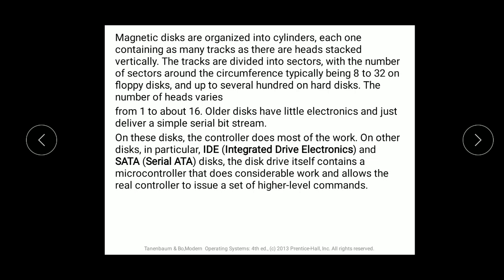On these disks, the controller does most of the work, and in a serial ATA disk, the drive itself contains a microcontroller and considerable work, which allows for the real-time issue. So these are the things which I explained to you.